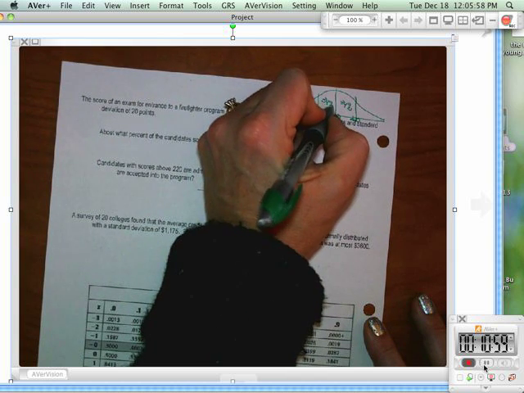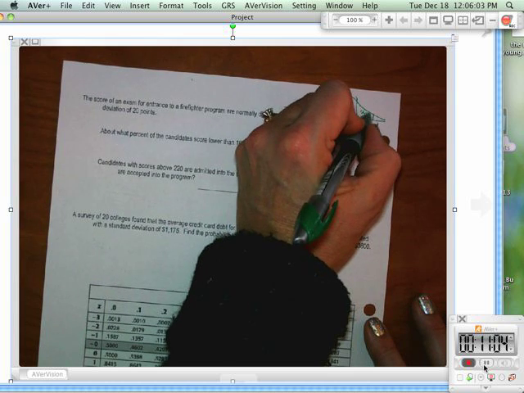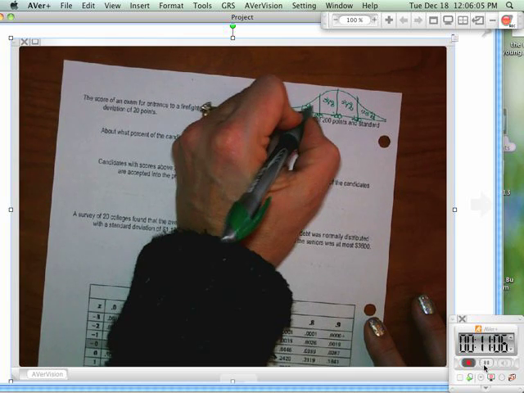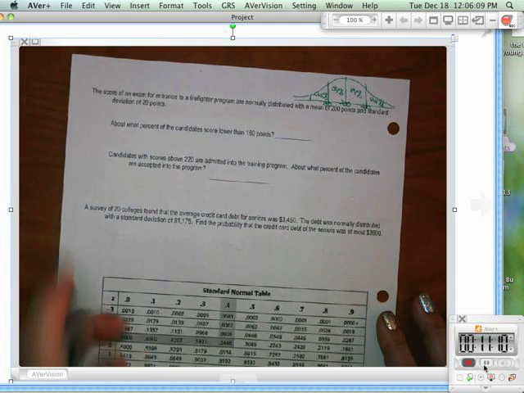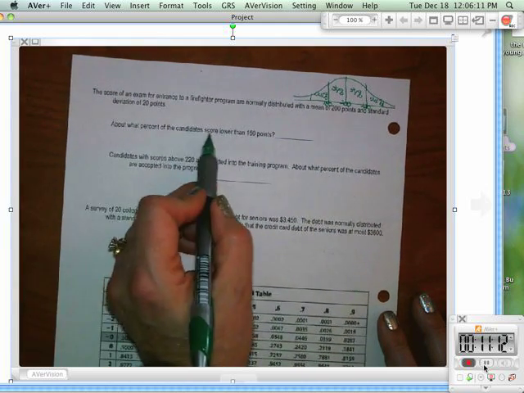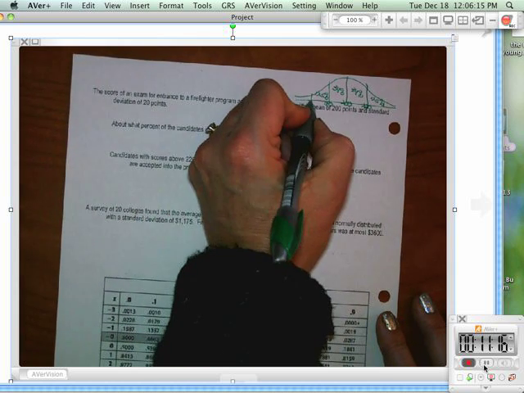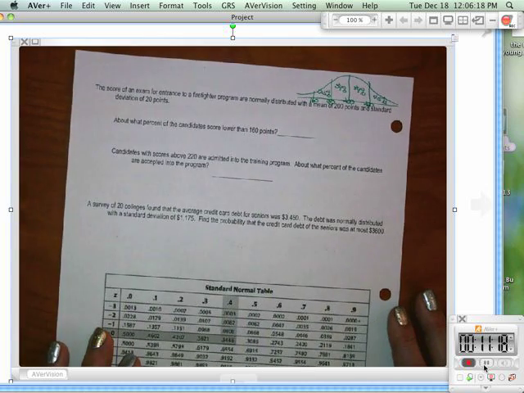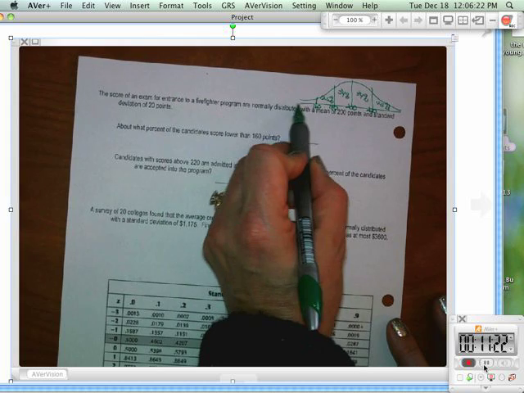And then the next little deviation will take you each to 13.5%, 13.5%. All right, let's see what we can do with this right now. It says, about what percent of the candidates score lower than 160 points? So I should have probably written 160 here. So what we're looking for is anything lower than this.